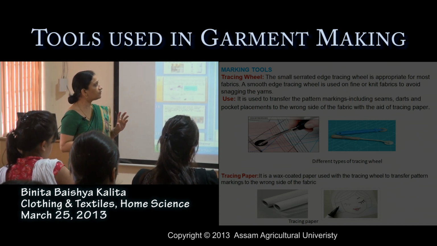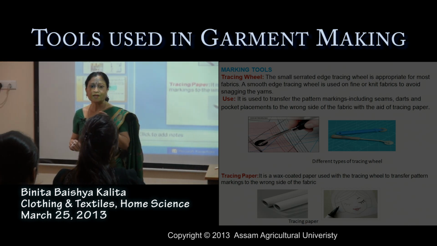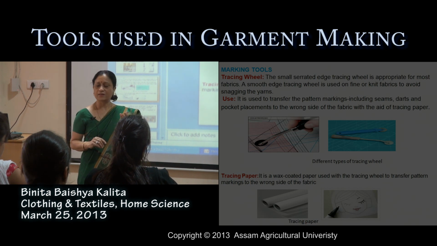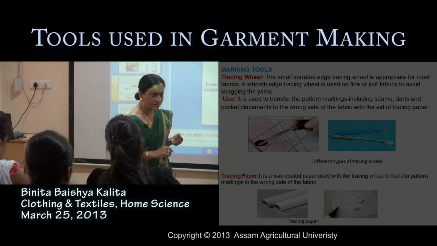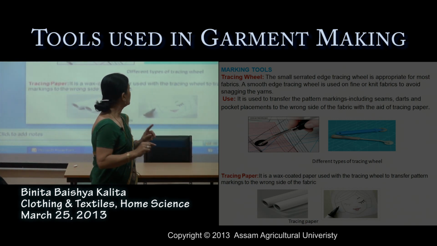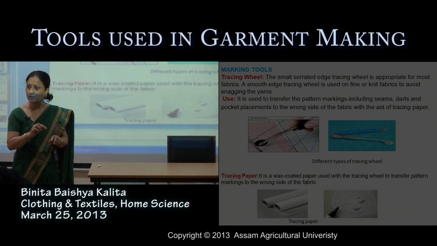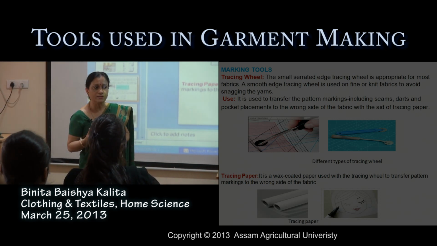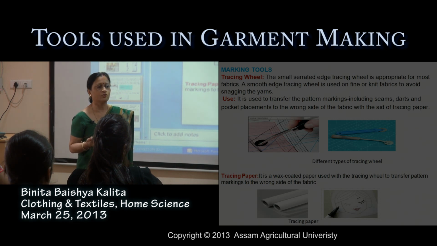So the tracing wheel is a small tool with a wheel in the front part. That wheel is made of metal and has a serrated edge. That means the edge is not smooth, it is zigzag. At the end of this wheel there is a handle, attached with a wooden handle, or sometimes you may get a plastic handle also.